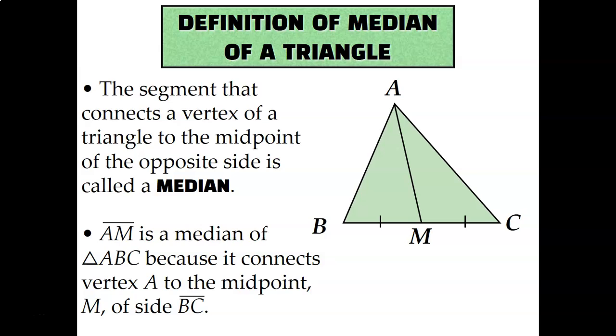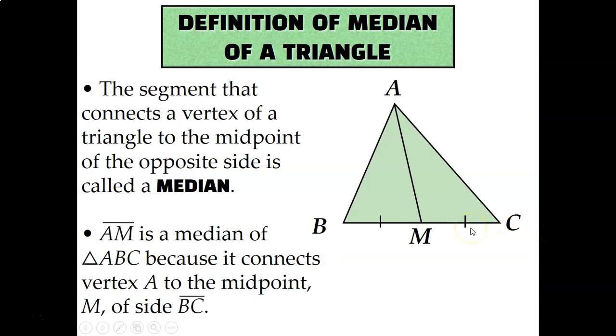First is a median. A median is a segment that connects a vertex of a triangle to the midpoint of the opposite side. So in this diagram, AM is a median of triangle ABC because it goes from vertex A across the triangle to the midpoint of side BC.